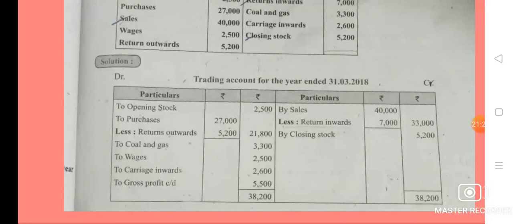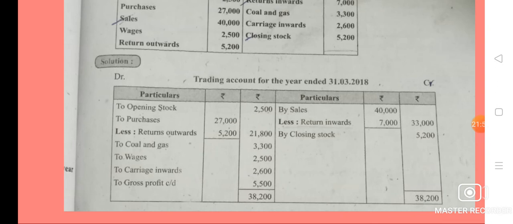This is the profit and loss account, no. Return inward is sales return. So with sales, what did we do? We subtract the sales return inward. So by sales, sales will appear on the credit side of the trading account 40,000 less return inward, that is sales return 7,000. 40,000 minus 7,000 we get the remaining value 33,000, which will be entered into the outer column.